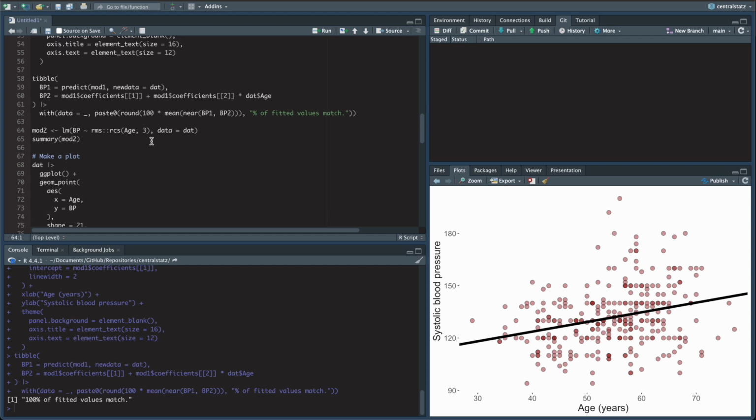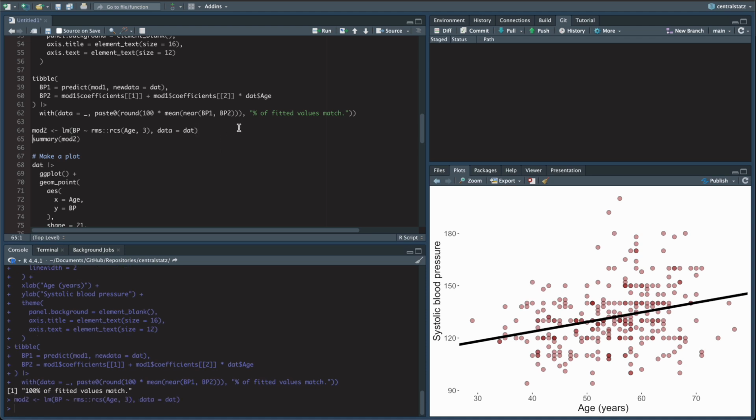Now we want to introduce some more flexibility. We want to allow this line to not be a line. Maybe it'll be a curve depending on what sort of relationships it finds. We're using the rcs function from the rms package, and here we're specifying a restricted cubic spline on age with 3 knots. We can add more knots if we want, which is going to add more flexibility to the fit at the cost of more parameters in the model, but using 3 is pretty standard. If we fit that model, we get something like this.